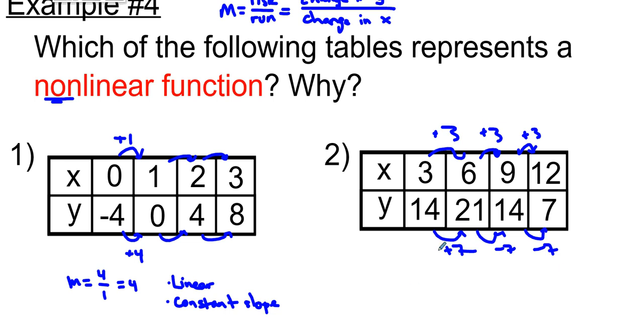So this one changes its slope. It starts as a positive slope and then has a negative slope. So this is definitely some kind of curve. All right, so this one, I'm going to say this one is nonlinear. And my reason is the slope. The slope is not constant.